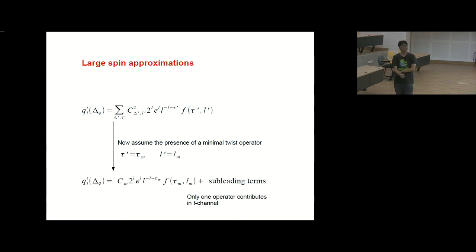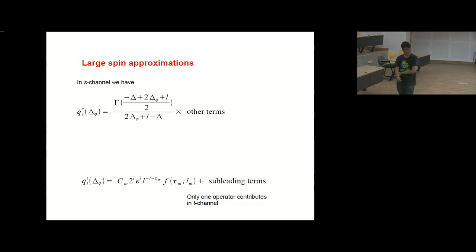So this sum goes away, and I get this very simple form of Qt, where the L is suppressed over L to the power minus L minus tau m. This is the reason that, since I have L to the power minus L minus tau m, the other higher twist operators won't be showing up in this channel, in the T channel or the U channel. So now that I have a cute looking expression for Qt, let's look at the S channel.